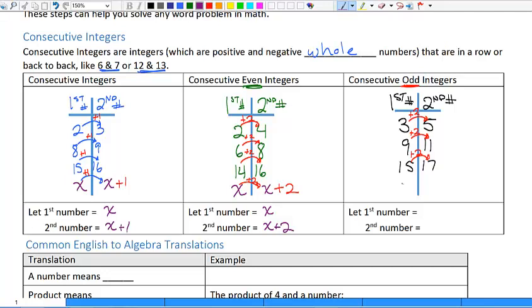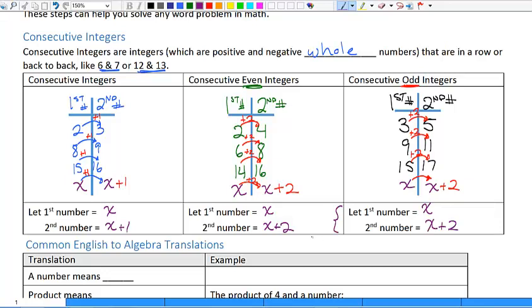So if I give you the first variable is x, and you're trying to get to the next odd integer, notice I have to start with an odd x for this to work. So if I say x is odd, the next consecutive odd would just be x plus 2 more. So if you ever see consecutive odd integers in a word problem, you're going to let the first number be x and the second one be x plus 2.